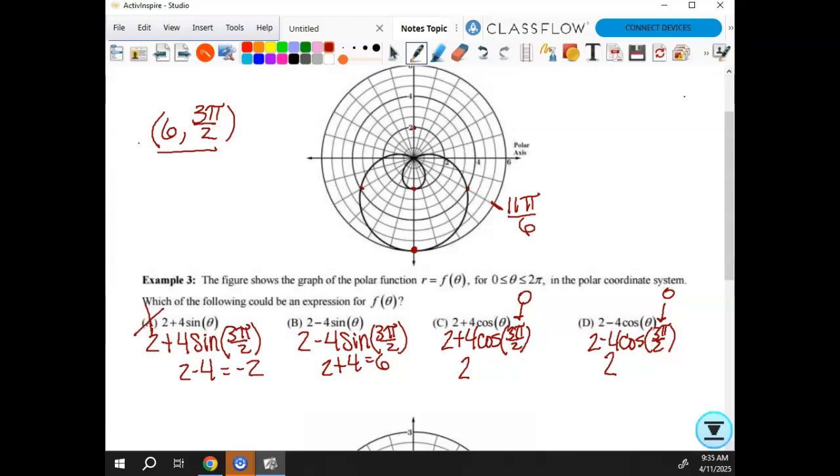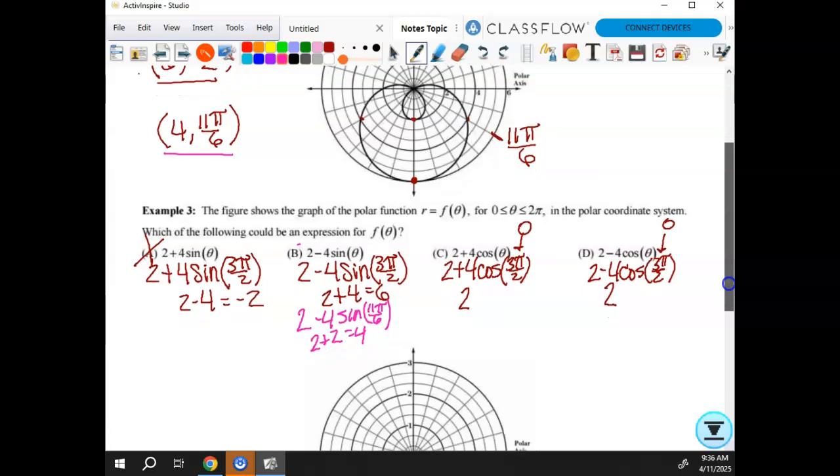So now I'm looking at 11 pi 6. Okay. So this is a time where I had to choose a different one, right? So when I do that one, this is going to give me 2 minus 4 times the sine of 11 pi 6. What is the sine of 11 pi 6? It is negative what? 1/2. So negative 1/2 times -4 is a positive 2, and 2 plus 2 gives me 4. So I still don't hate B, right?